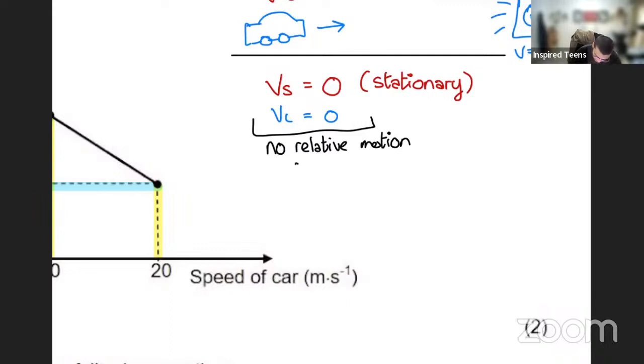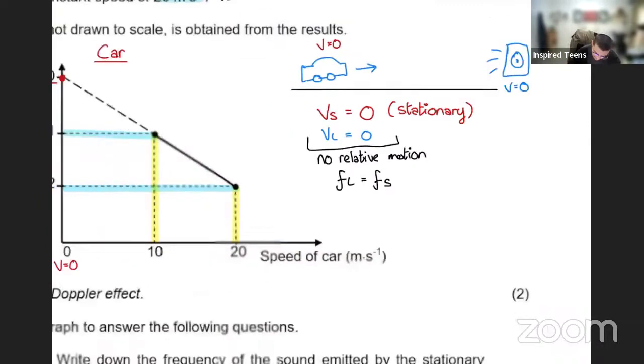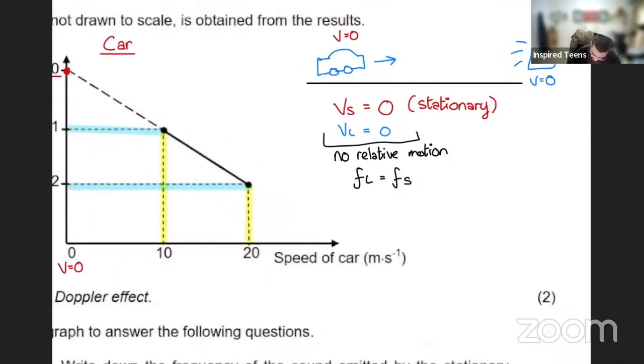Okay, and therefore the frequency that the listener detects is equal to the frequency of the source. So at this point the frequency of the listener is 700, so the frequency of the source is 700 hertz.